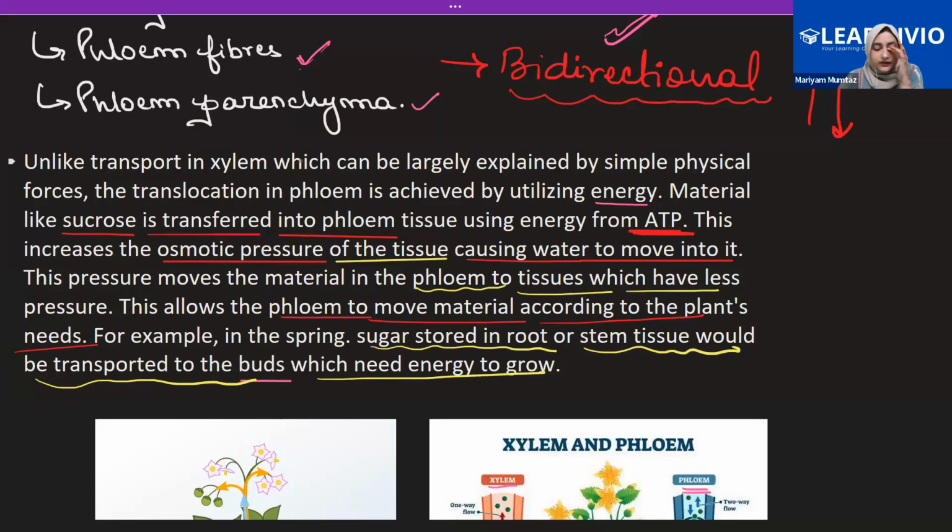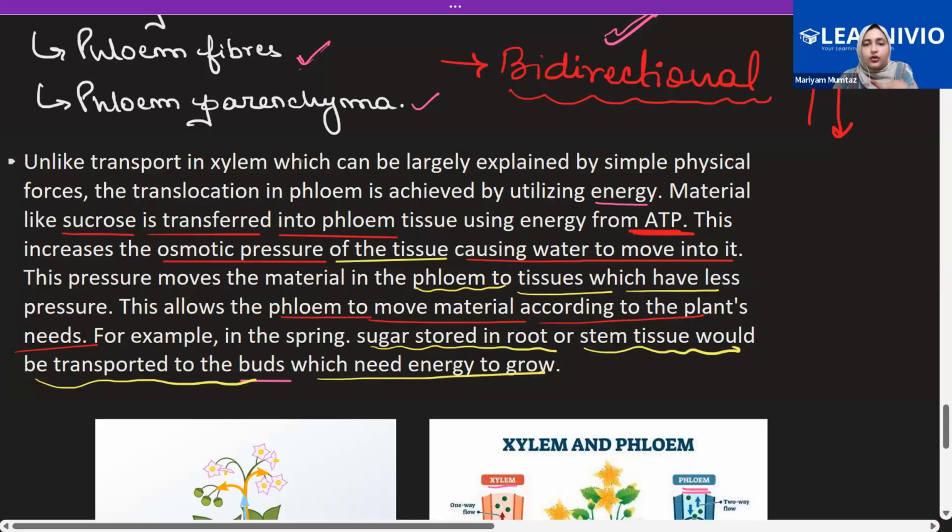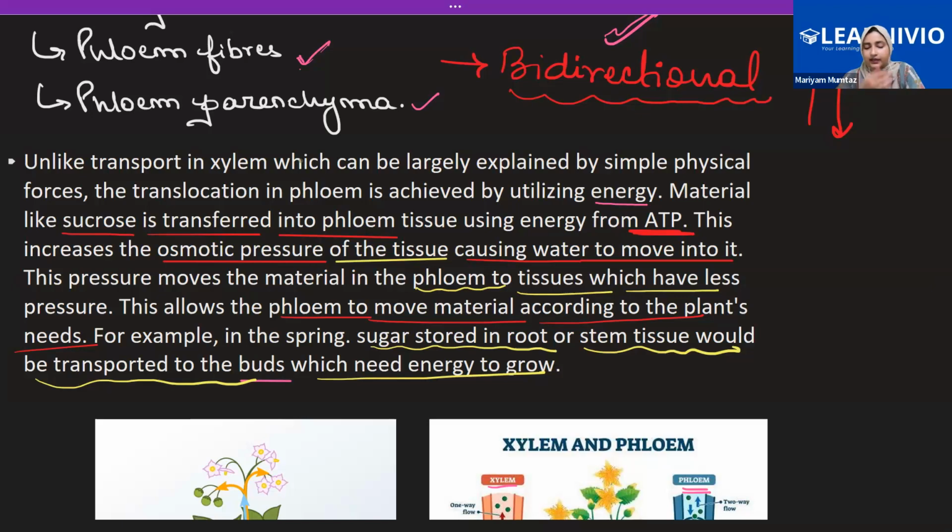So, in the case of the transportation of the food, don't think that it is going to be one direction. No, it's going to be bi-directional. Why? Because the food could be needed anywhere. The roots can also need the food. The leaves can also need the food. The different parts, like the growing areas of the plants, could also need the food. So always remember that the transportation through the xylem was unidirectional, but the transportation through the phloem is bidirectional. Clear?